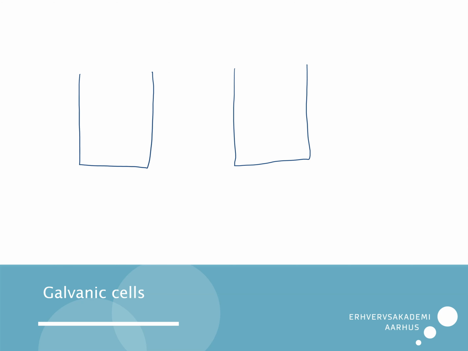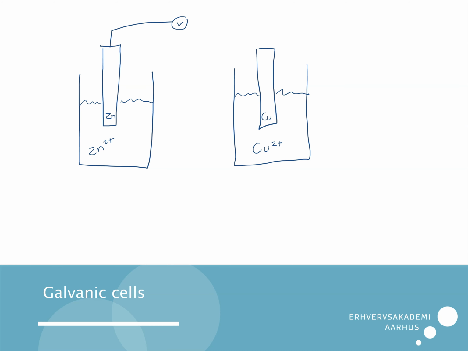Each half cell consists of a metal rod, also called an electrode, submerged in a solution of the same metal. Over here we could have a zinc rod submerged in a solution containing zinc sulfate, and over here we could have a copper electrode submerged in a solution containing copper sulfate. The sulfate ions do not participate in any reactions, they're merely spectator ions, so we will be ignoring them from now on. The two electrodes are connected by a wire, along which a voltmeter can be installed.